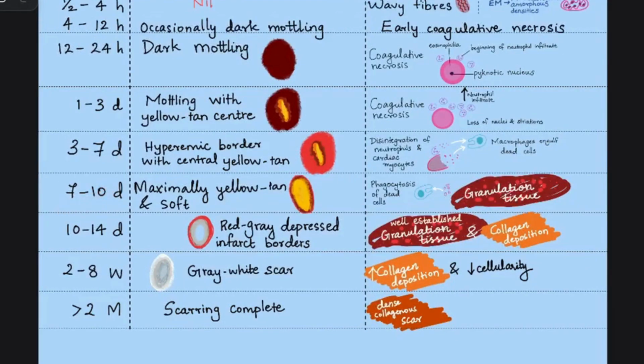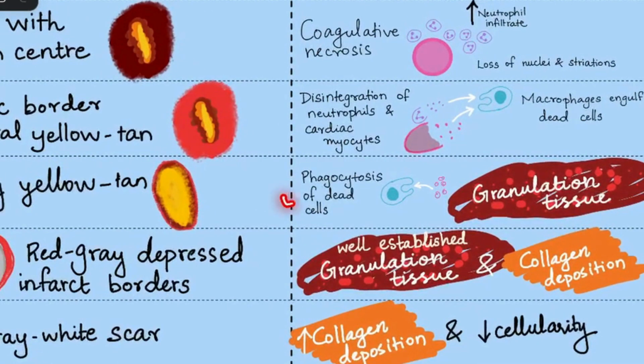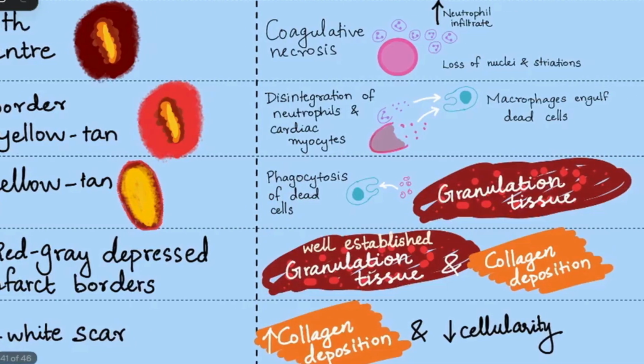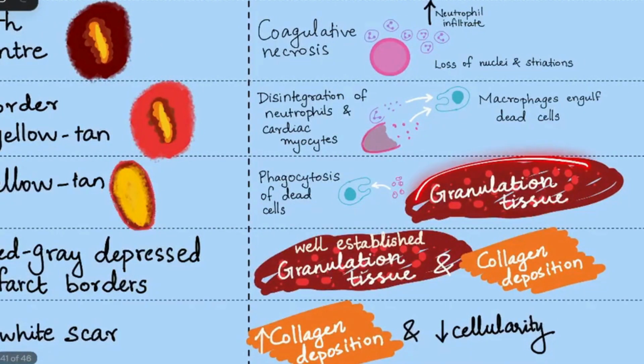7 to 10 days, it will appear maximally yellow tan in color and it will also be soft. Phagocytosis of dead cells will continue, and also there will be deposition of granulation tissue, which is basically deposition of new connective tissue and blood vessels, and they will replace the infarcted tissue.